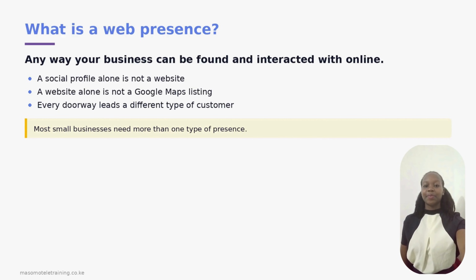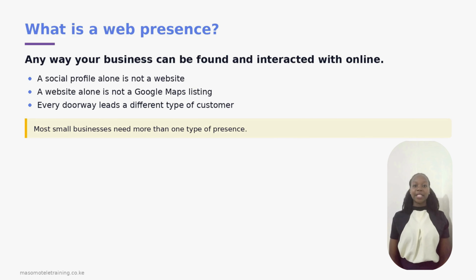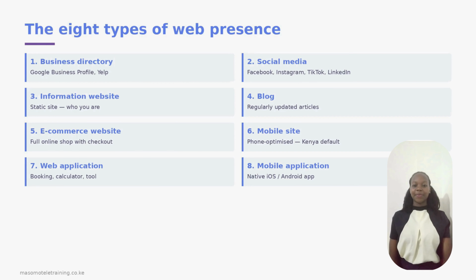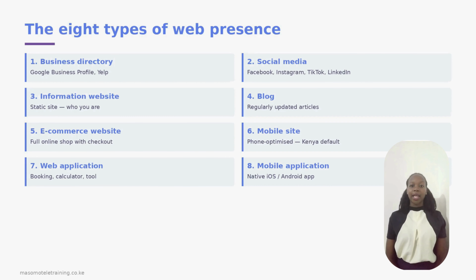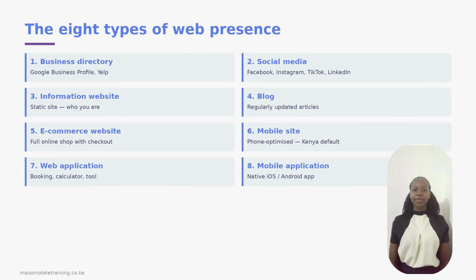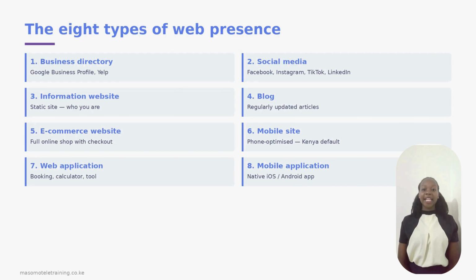Think of your web presence as a set of doorways. Every doorway leads a different type of customer to you. There are 8 main types of web presence you should know. 1. A business directory listing, Google business profile, Yelp. 2. Social media, Facebook, Instagram, LinkedIn, TikTok. 3. An information website, a static site telling people who you are. 4. A blog, regularly updating articles. 5. An e-commerce website, a full online shop.